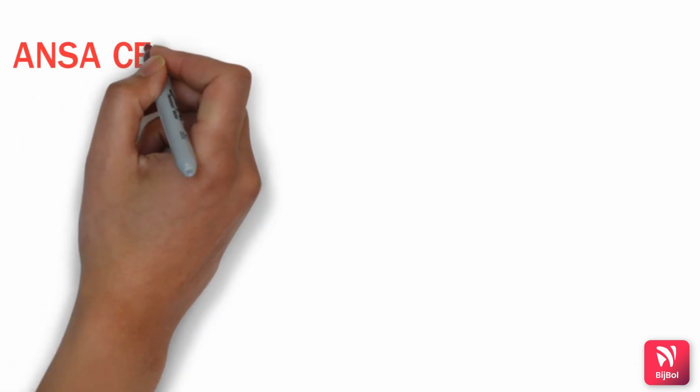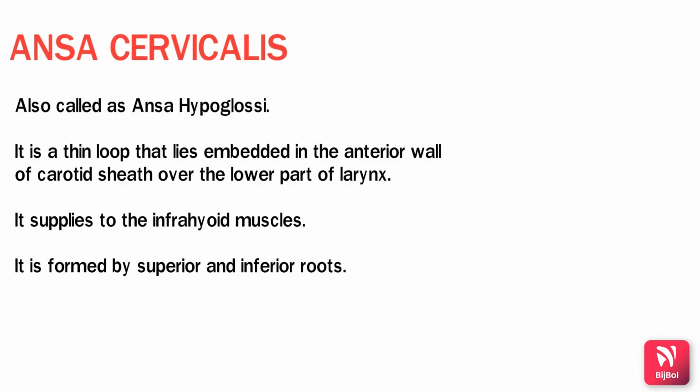Coming to the ansa cervicalis. Ansa cervicalis is the nerve supply to the muscular triangle of the neck. It is also known as ansa hypoglossi. It is a thin loop which lies embedded in the anterior wall of the carotid sheath over the lower part of the larynx. It supplies the infrahyoid muscles and it is formed by the superior root and the inferior root. So mainly the ansa cervicalis supplies the infrahyoid muscles. Remember this. It is also known as ansa hypoglossi.